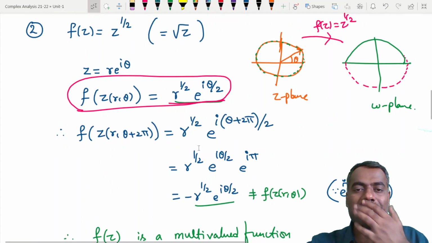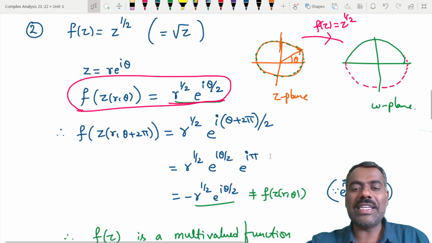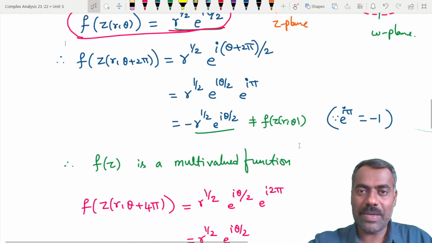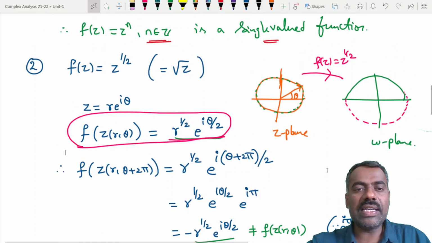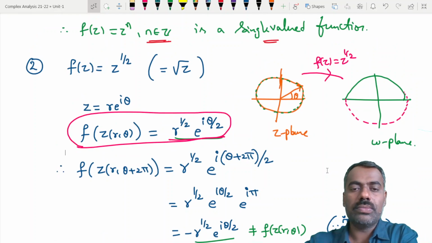So what two different single valued functions are possible here? r power 1 by 2 e power i theta by 2, and the other one is minus r power 1 by 2 into e power i theta by 2. So these two you can call branches. Is this clear? Yes or no?